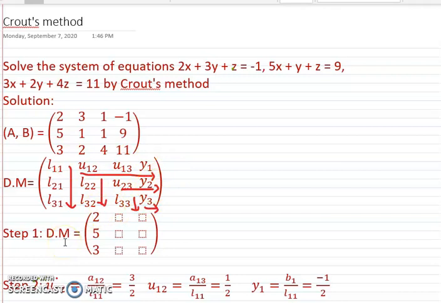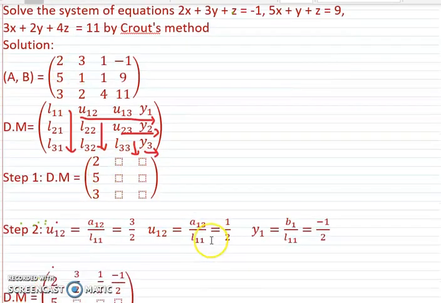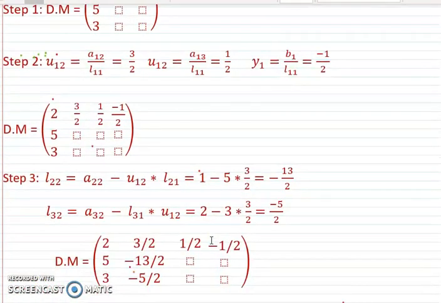In step 1, we take the first column elements. The first column elements of the derived matrix are the same as the elements of the first column of the augmented matrix. It is 2, 5, 3. So I filled in 2, 5, 3 in the derived matrix. Remaining values are yet to be calculated.